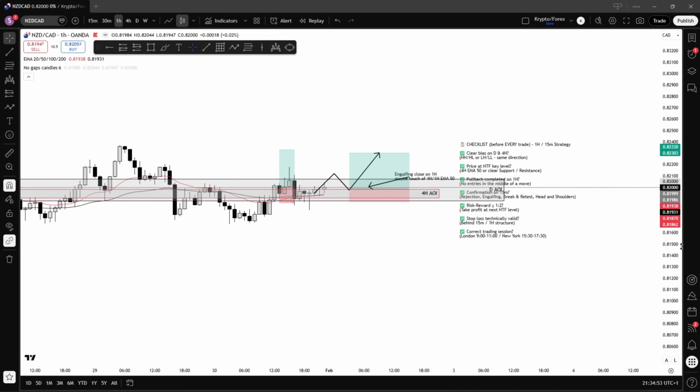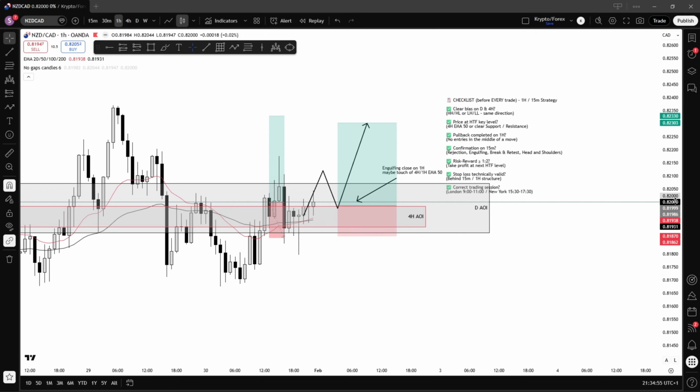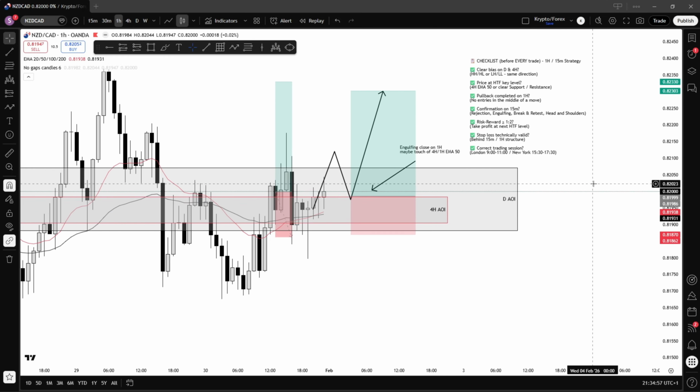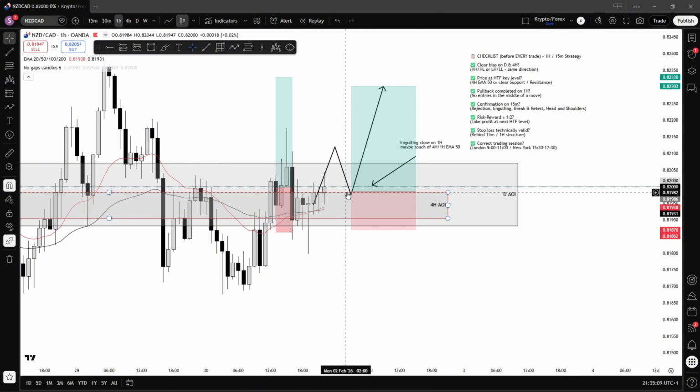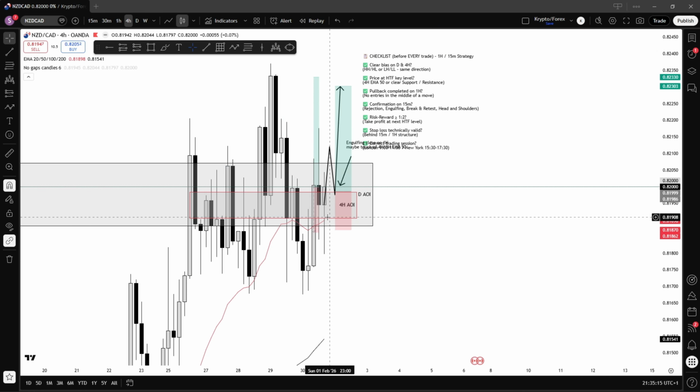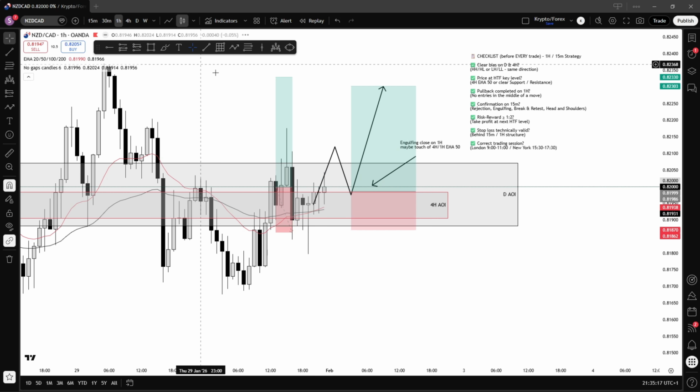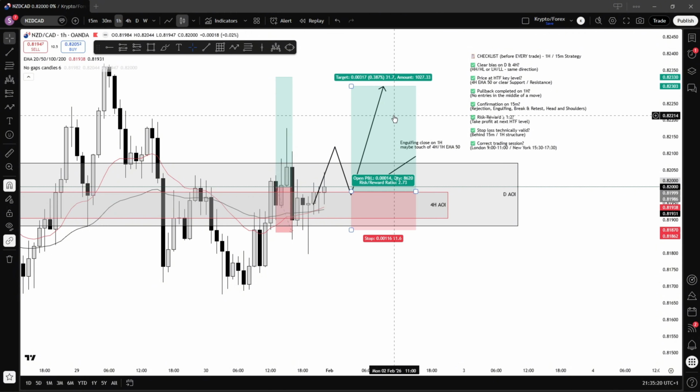So what I basically want to have next week, this upcoming week, is a breakout of this area of interest and a break of structure right here to really confirm that we are bullish. And then I want a little bit of a deeper retest into the 4-hour area of interest and the 4-hour EMA maybe, and 1-hour EMA 50.